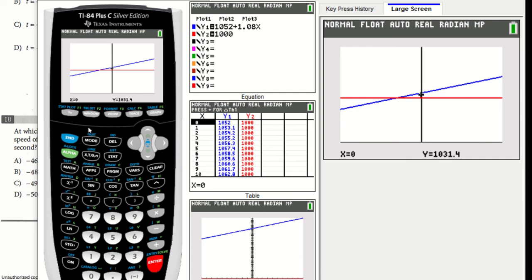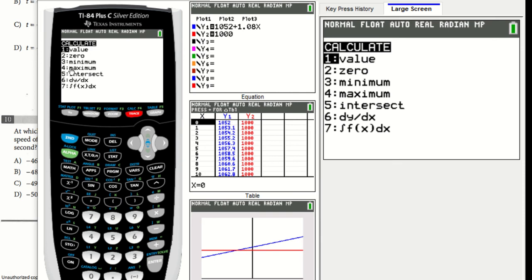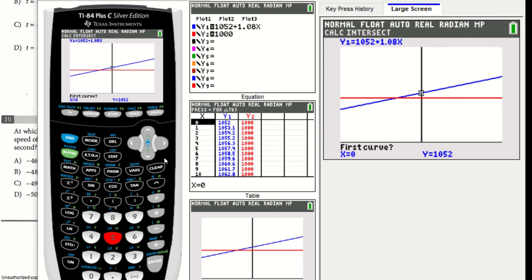So at this point, what I'm going to do is go to second calc, and I want to find the intersection of these two graphs. The reason that I want to do that is because really what you're looking for is a solution to this equation. We want to say, where is it that 1052 plus 1.08x is equal to 1000? And so we're looking for the value of x where these two equations are both true. And that is, of course, the intersection. If you think about a system of equations, this is the intersection of your two equations.